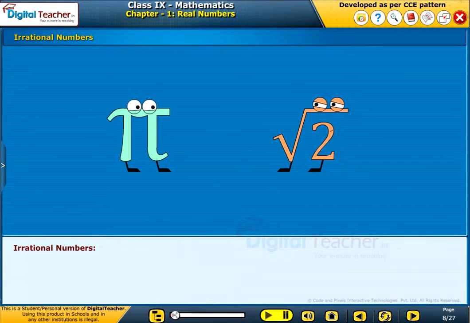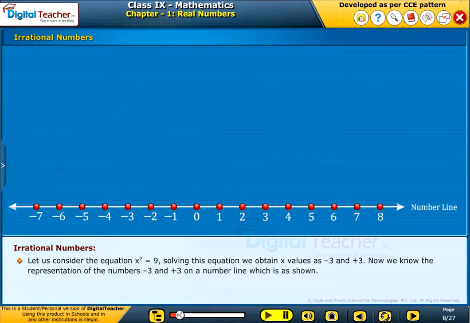Let us have a look at irrational numbers. Let us consider the equation x square equal to 9. Solving this equation, we obtain x values as minus 3 and plus 3. Now, we know the representation of the numbers minus 3 and plus 3 on a number line, which is as shown.